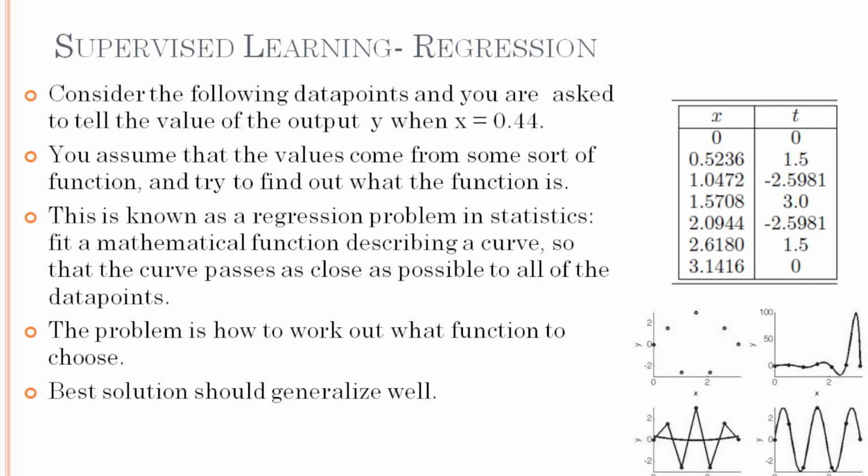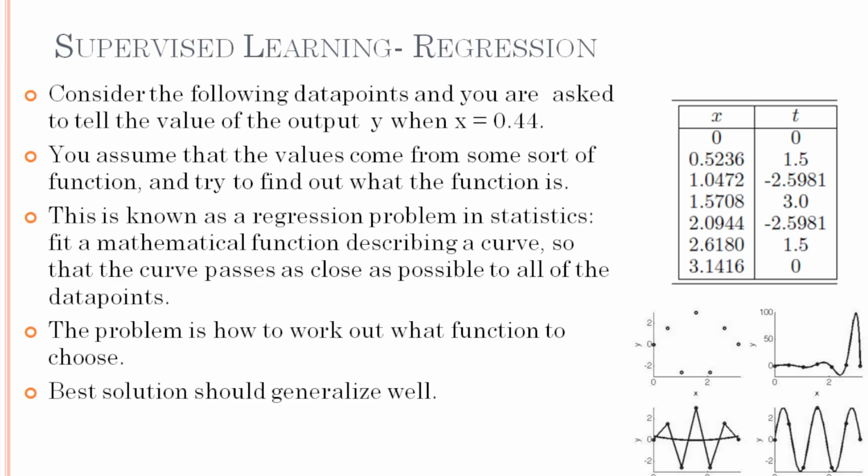Now consider the value when x is equal to 0.44. For that particular value, both the solutions on the right side seem to be correct. The only way we can tell which solution is better is to test how well they generalize. We pick a value that is between our data points, use our curve to predict its value, and see which is better. This will tell us that the bottom right curve is better as it can easily predict our value.